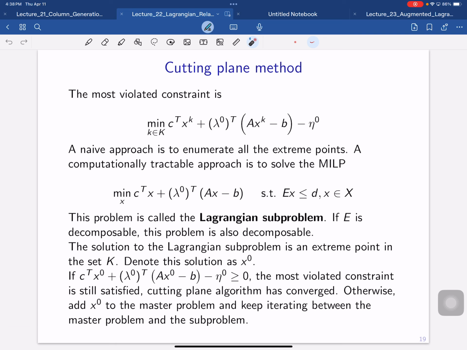All right, so this is called the Lagrangian subproblem we are solving for Lagrangian relaxation, right? So it involves a linear function of x, and the constraints are Ex less than or equal to d, and x being mixed integer. That's a single Lagrangian subproblem we are solving in Lagrangian relaxation.